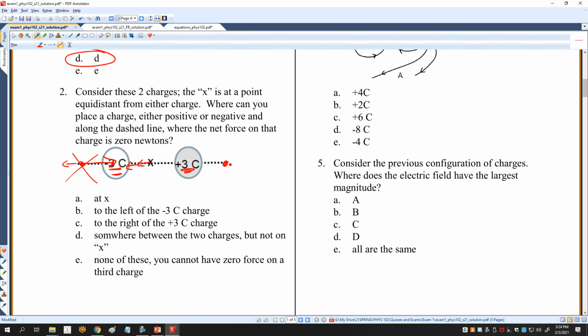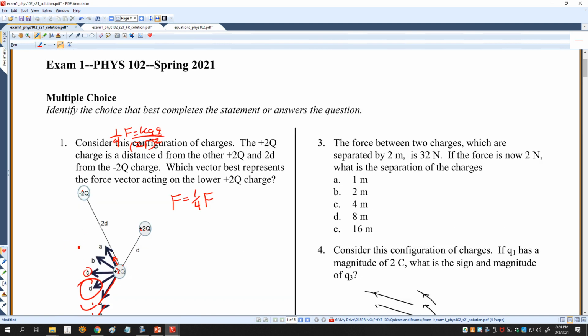Well, what over here? So if I go over here, I feel repelled from the +3. I should get a big repulsive force, and then due to the -3, I get a small attractive force. So not going to get 0 over here. Not going to be there, nor there, or there. Not in between the charges, so none. E is the right answer.